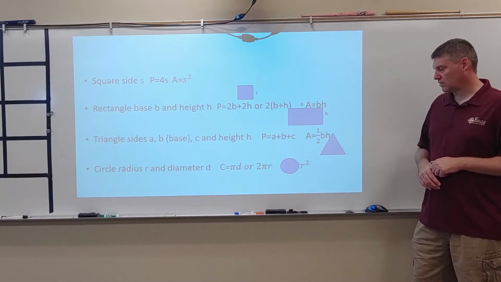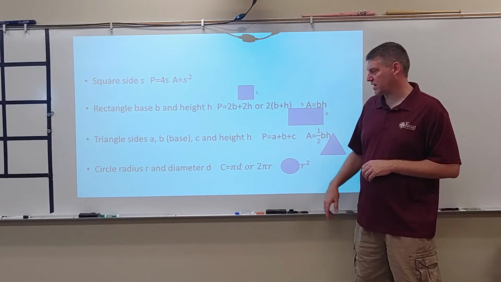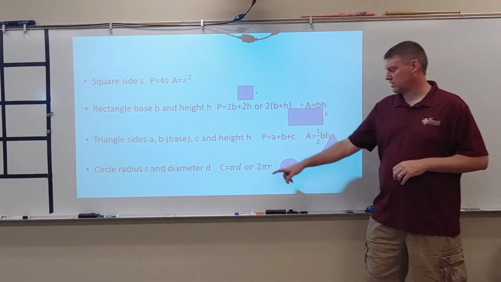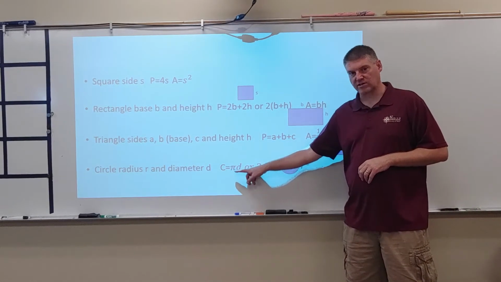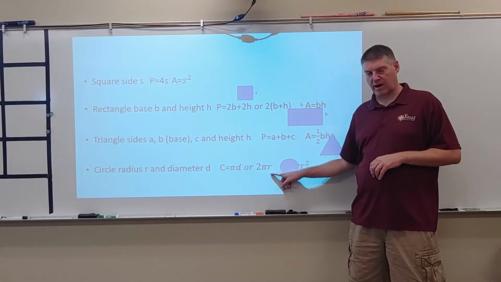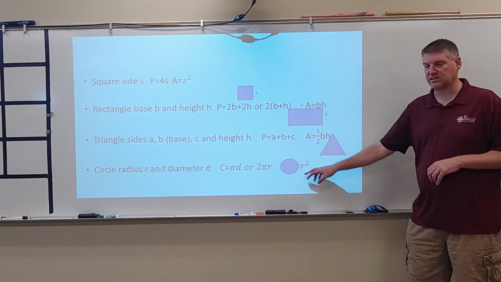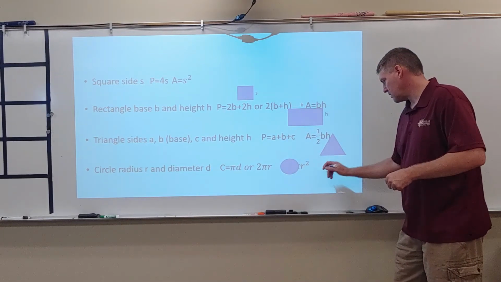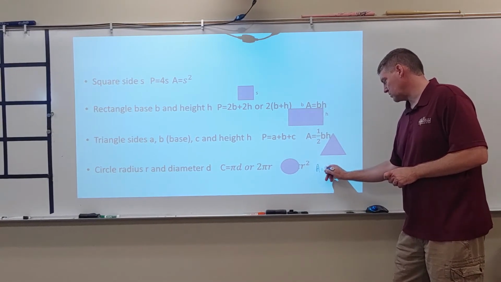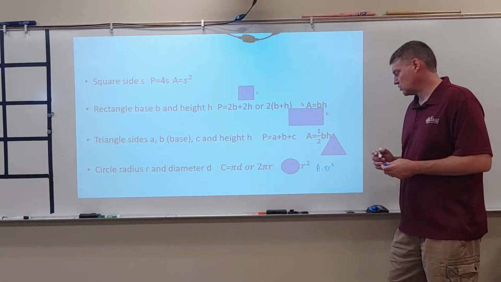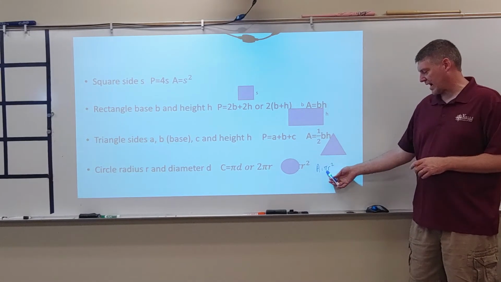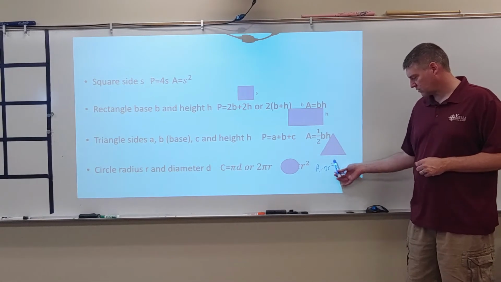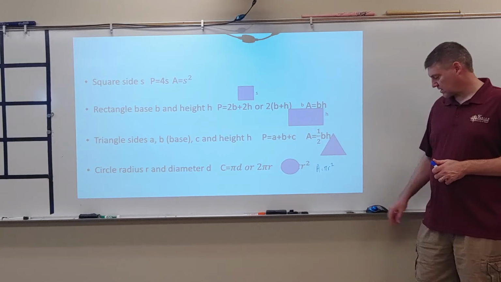So for a circle, we kind of got messed up there. A circle, radius R and diameter D. So the circumference, or the distance around, is pi times diameter, or 2 pi r. The area is pi r squared. Okay, so I'll write that here. Area equals pi r squared. Okay, so pi is the ratio of circumference to diameter, so here's our radius. Pi is a constant number.